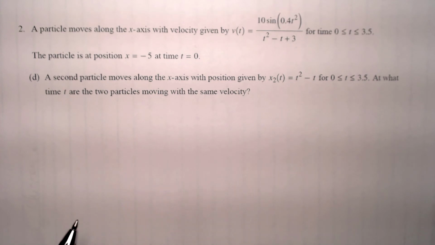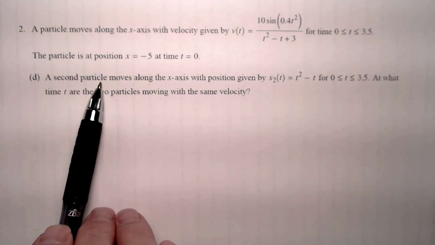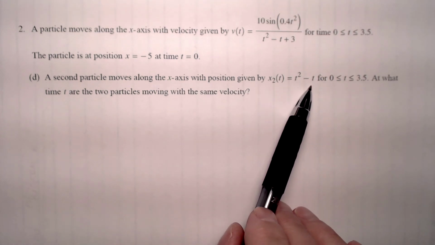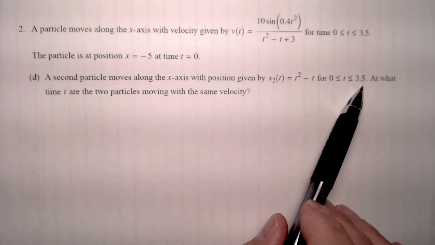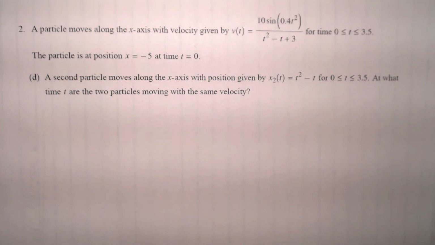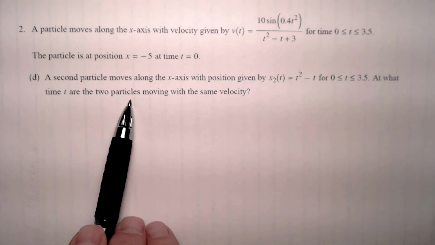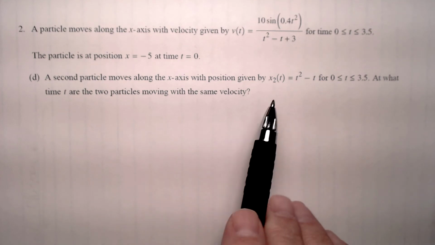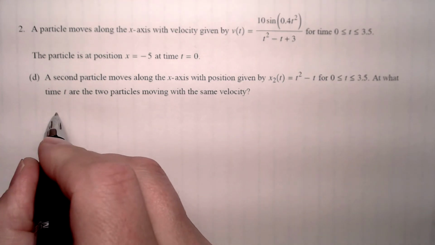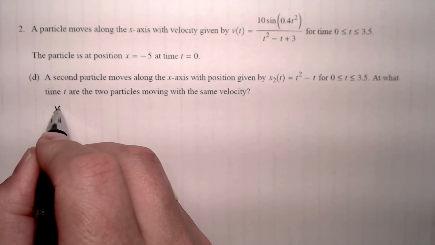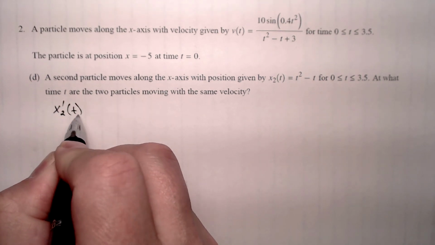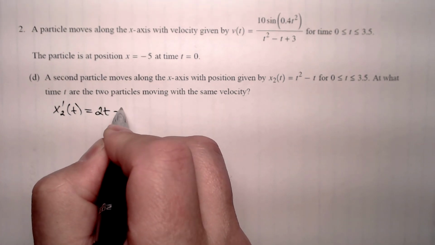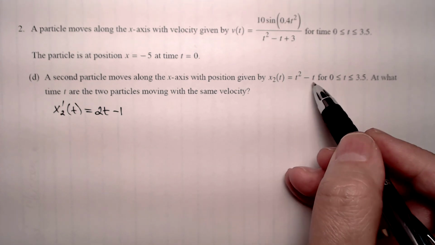In this question, we are being given a second particle which moves along the x-axis with the position given by this function, t squared minus t, for the same time interval 0 to 3.5. And we need to find time at which both particles move with the same velocity. So we need to first find the velocity of the second particle, which is x prime of t, which is a derivative, which is 2t minus 1, if we differentiate this.